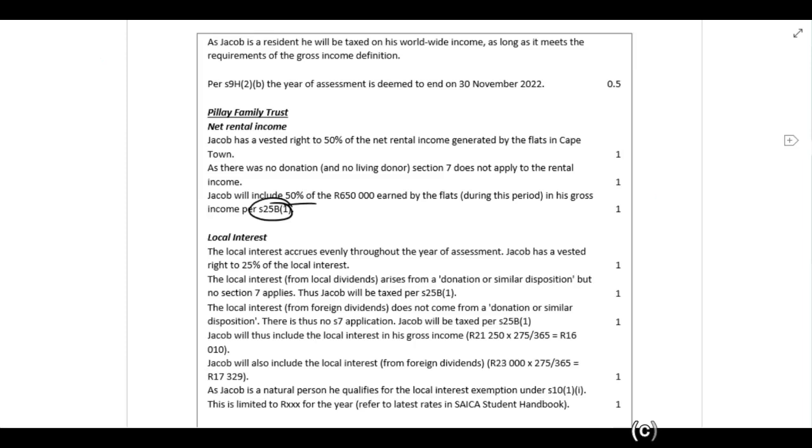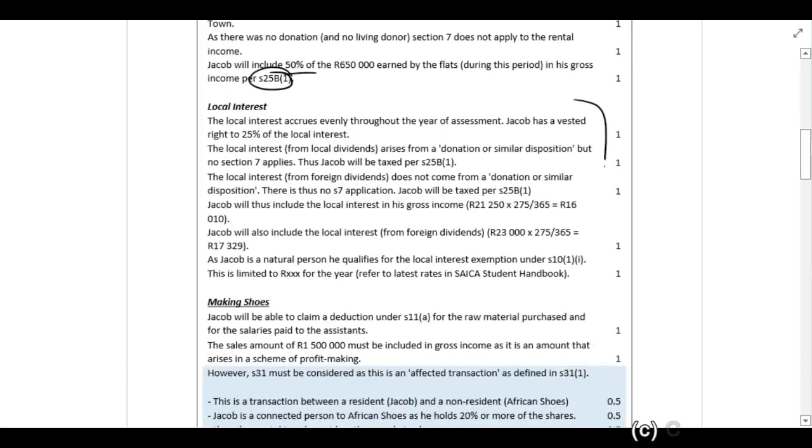And then there's obviously the normal interest exemptions. So that's where you'll see what they talk about here. He has a vested right to 25% of the income. Look at the mark. It's just stating things. The local interest is a donation. But the local interest on foreign dividends is not, right?